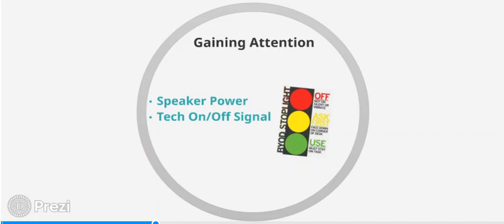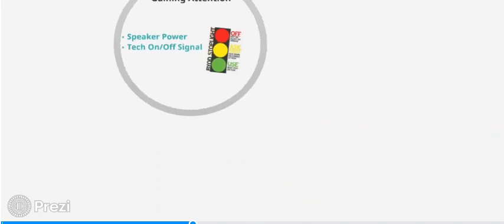Or if you have a tech on, tech off visual signal like this stoplight used for BYOD, you would have the green up for they can use their technology to finish their task, or if there's red, you don't need to have your technology out at all. Basically, it's keeping you from having to yell and tell them when they can and when they can't. It's posted somewhere where they know what they're supposed to be doing.